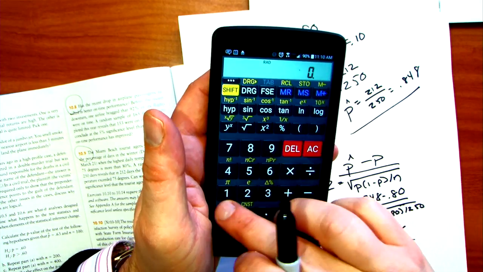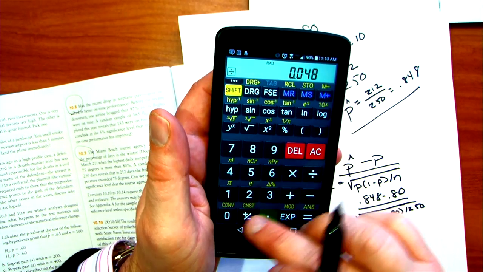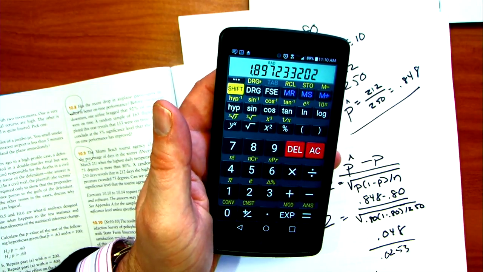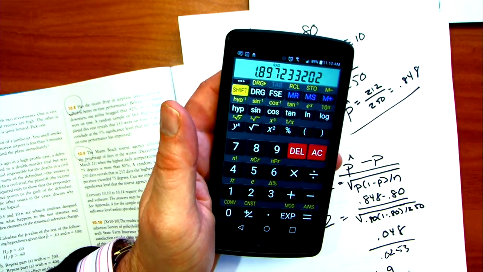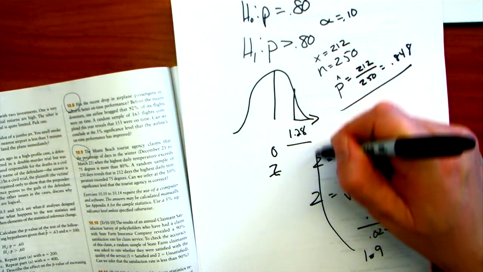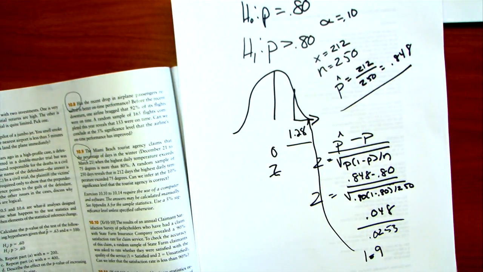So 0.048 divided by 0.0253 gives me 1.9. If I round, 1.9. Is 1.9 in my rejection region? It is. So I make decision 1, reject the null in favor of the alternative. There's enough evidence to prove this claim is true.